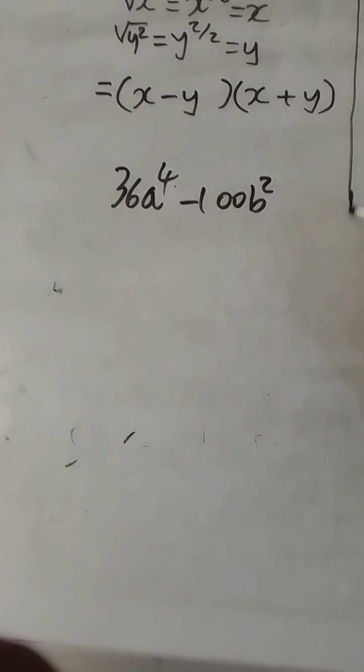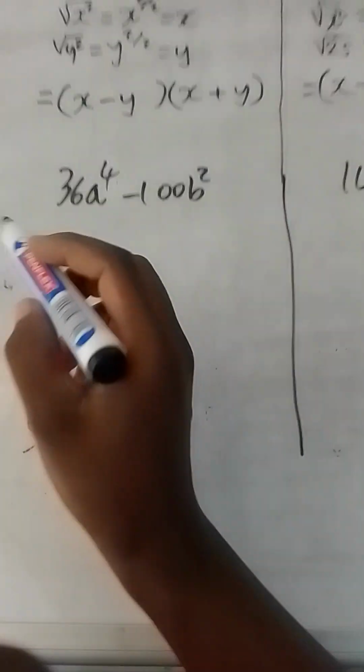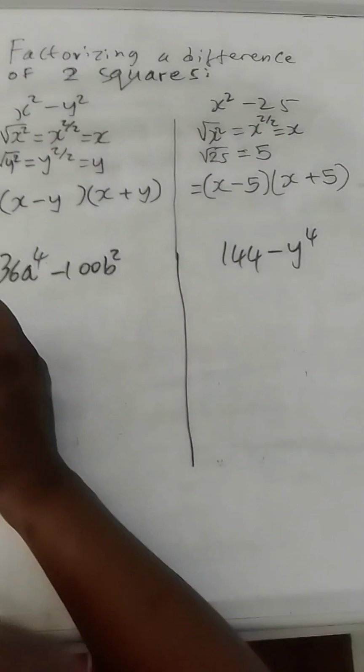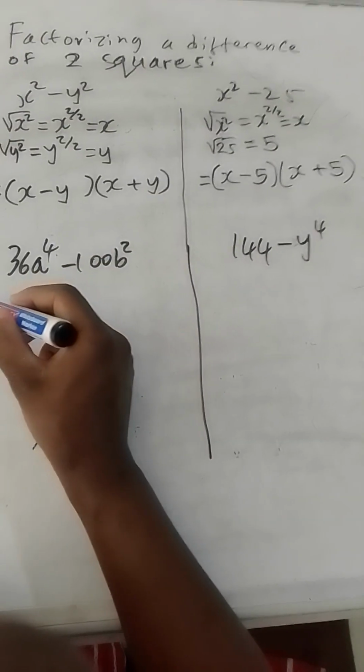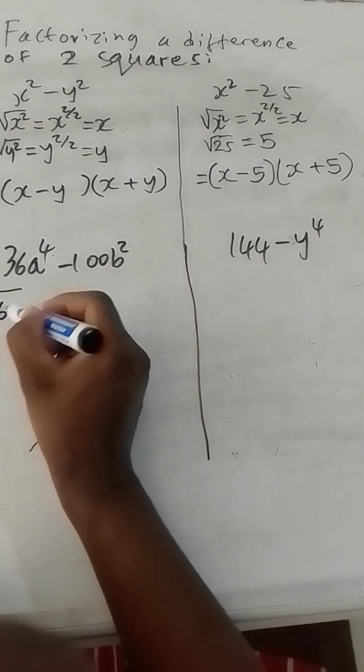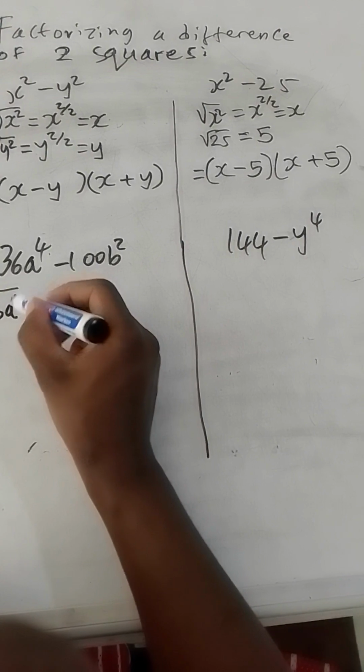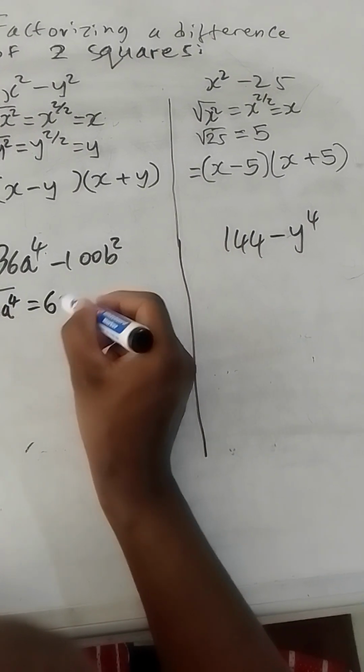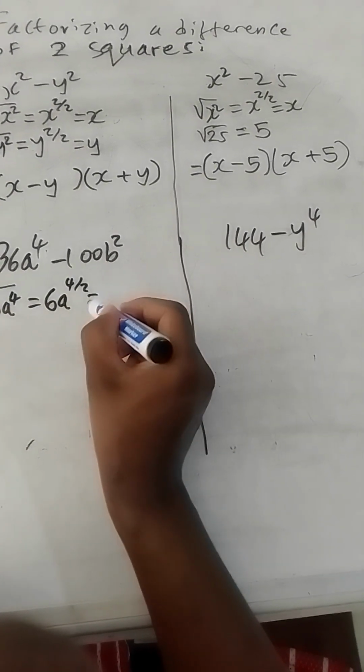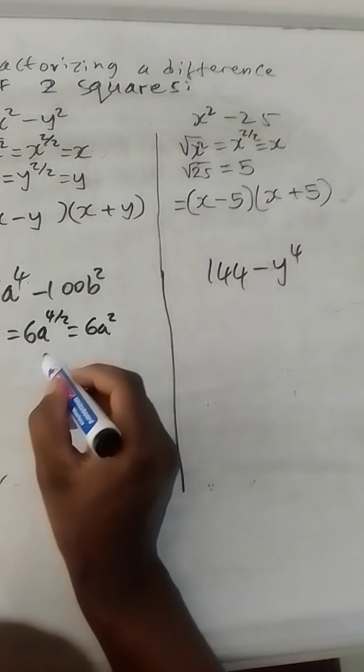All right, now going to the third one. On the third one, again, we're going to start by taking square roots. Square root of 36a to the power 4 is equal to 6a to the power 4 divided by 2, which is 6a squared.